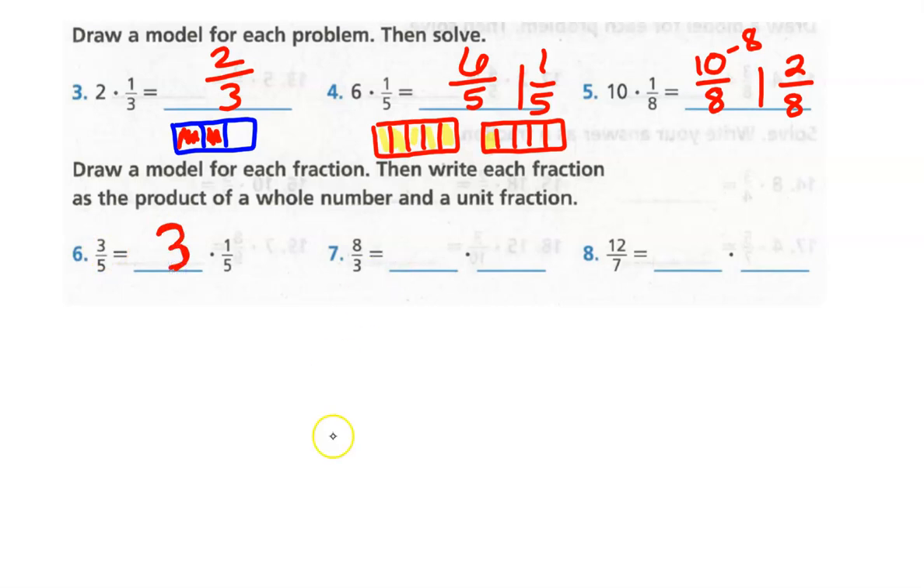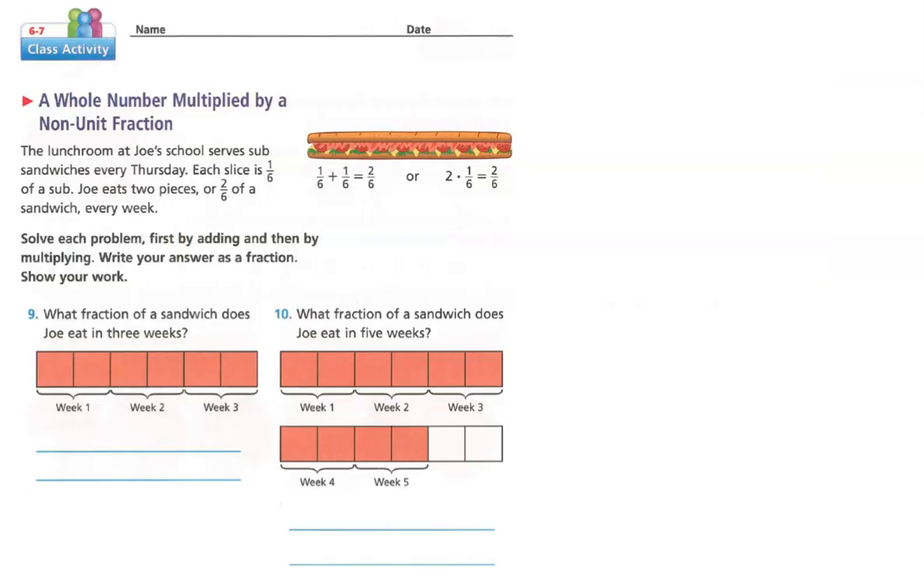Okay? So for number 7 and 8, I would like you to pause and try those out. And if not, you can just go ahead and move on with us. So a reminder for you, your numerator is telling you how many you have, which is 8. And then your thirds, if you can turn that into a unit fraction, you would see that you have 8 groups of 1/3. And then that same thing is true for number 8. You have 12 groups of 1/7. So that's 12 times 1/7. All right, let's go ahead and look at the next page as well.